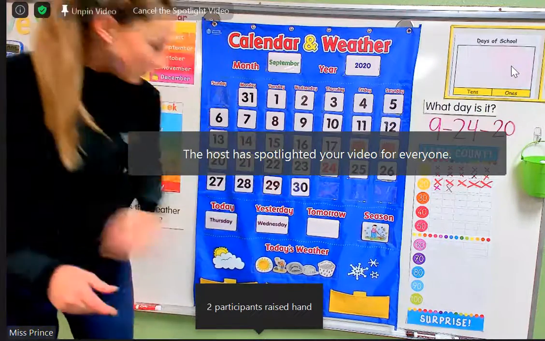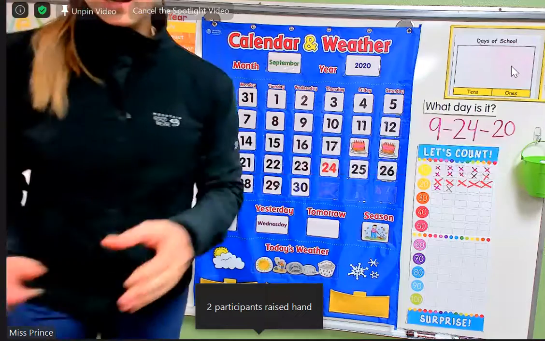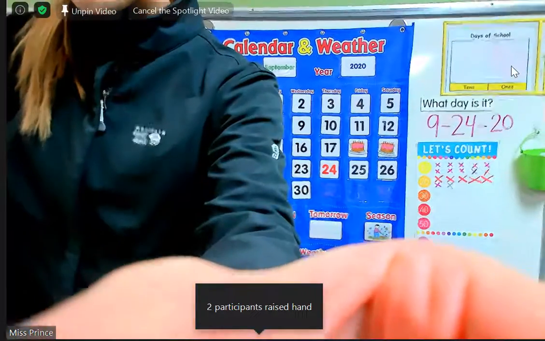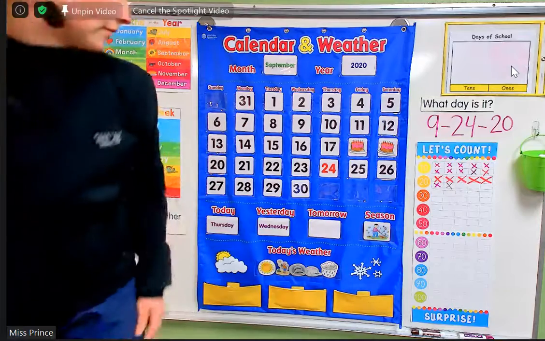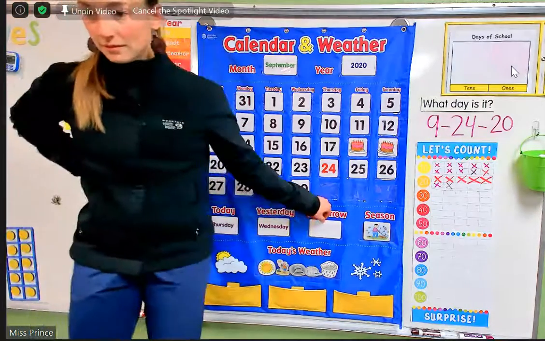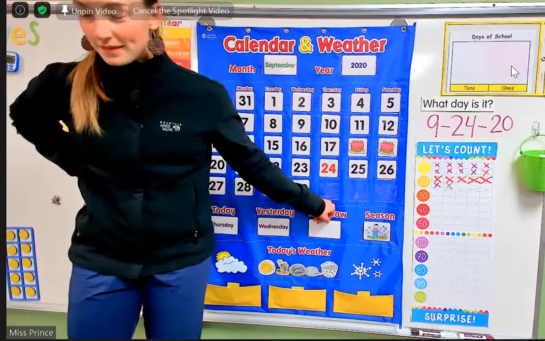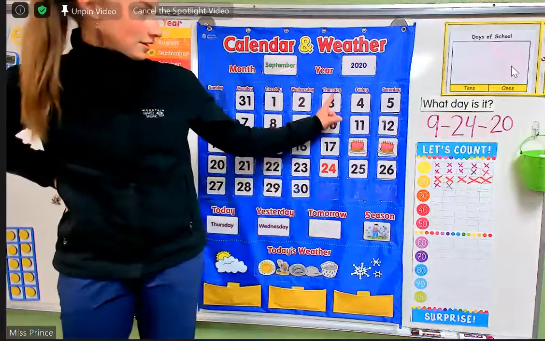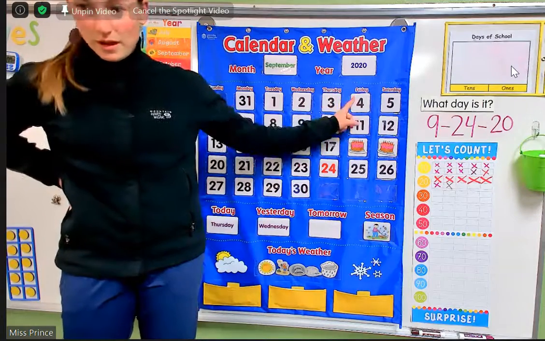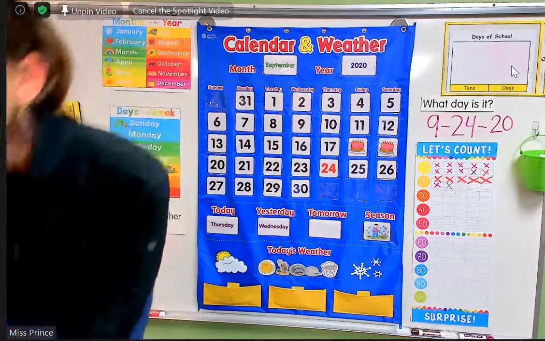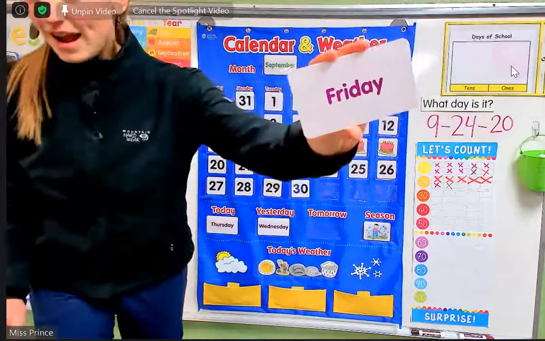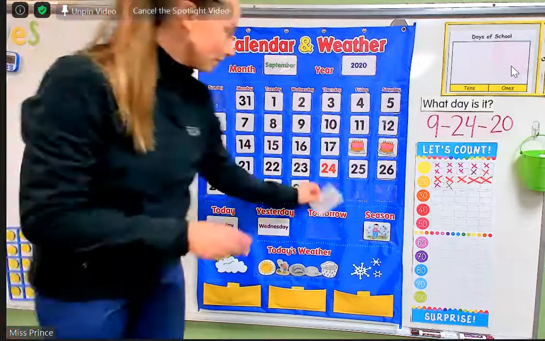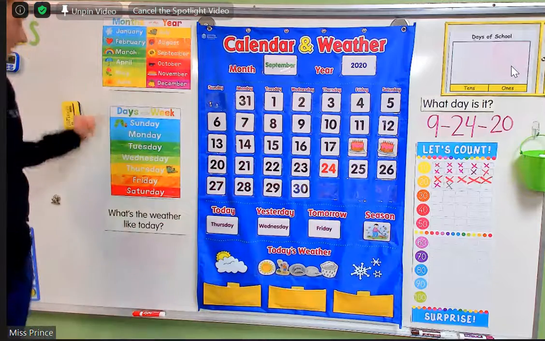If yesterday was Wednesday and today is Thursday, tomorrow will be... Here's today. Tomorrow will be Friday. Nice job, Itziana. Friday. Tomorrow is Friday. Okay, we're going to sing the days of the week.